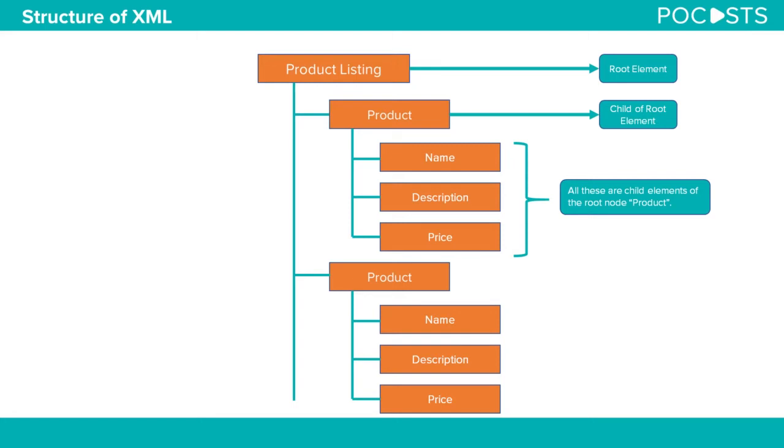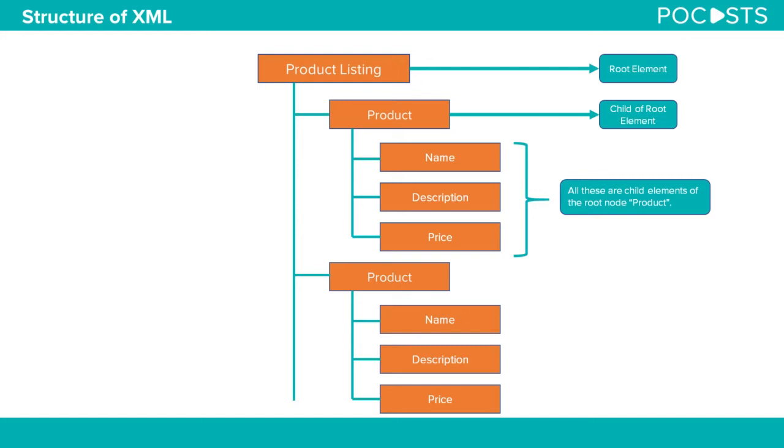Let me give you some new terminology here. Product listing is called the root element or a parent element, and product inside the product listing is called a child element. You can also call it a child of the parent or a child of the root element.